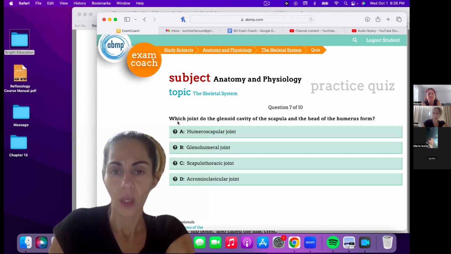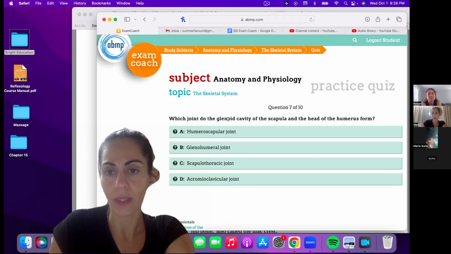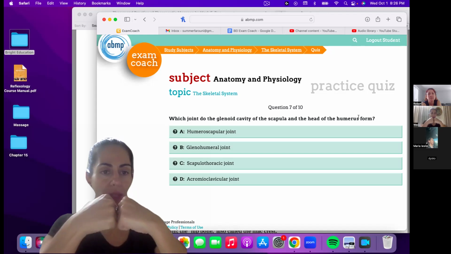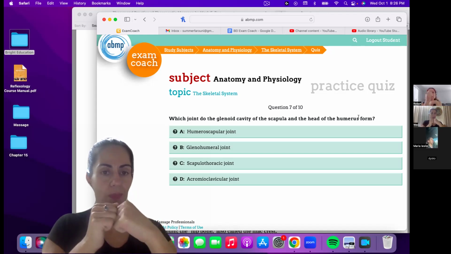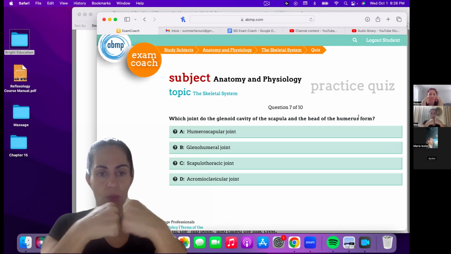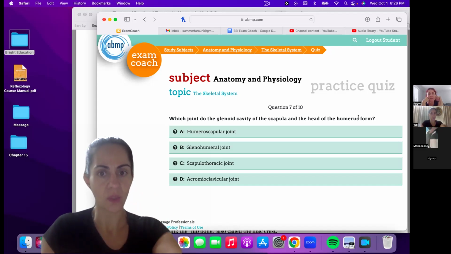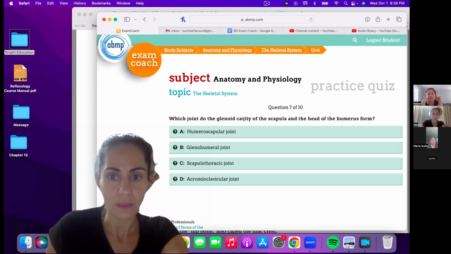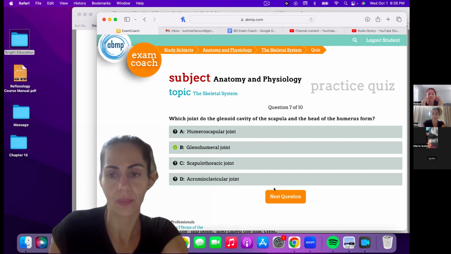Which joint do the glenoid cavity of the scapula and the head of the humerus form? So when two bones come together, they create a joint, right? And we said the combination of the names of the two bones creates the name of the joint. So B? B as in boy? Yes. Correct.